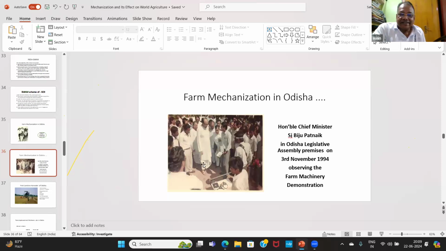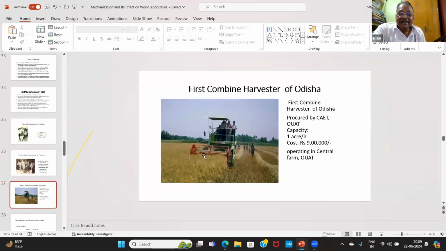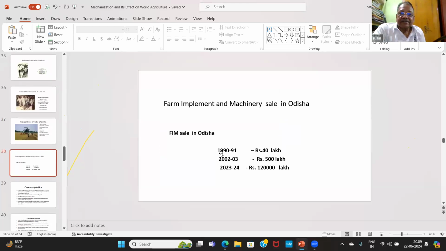Then at that time there was a young gentleman, MLA Tikayat, I remember the name only. And he told us, we have so many things there. And this is the first combine harvester we purchased in CAET in 2003. And cost was 9 lakhs. Actually, state government didn't have money. It was ICAR money. ICAR supported. And first combine in Odisha, in CAET, OUAT. Then after 2 years, second was purchased by OUAT for Gamaripalli Park. So these are the developments.